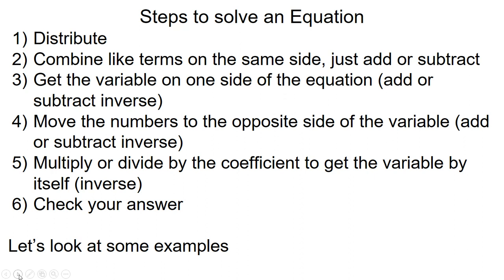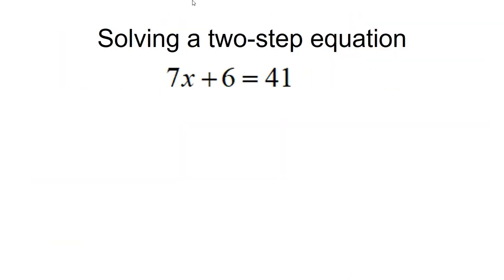Number 1, if there's parentheses and you can distribute, you should distribute. We're going to combine like terms on the same side, which means if you have a variable on one side of the equation and it's added or subtracted to another variable, you're just going to combine them. Same thing if you have two numbers on one side, so you're going to add those. Okay, and then we'll move the numbers to the opposite side that we moved the variable to. We're going to multiply or divide by the coefficient. Then we can always check our answer. So let's take a look at some examples here.